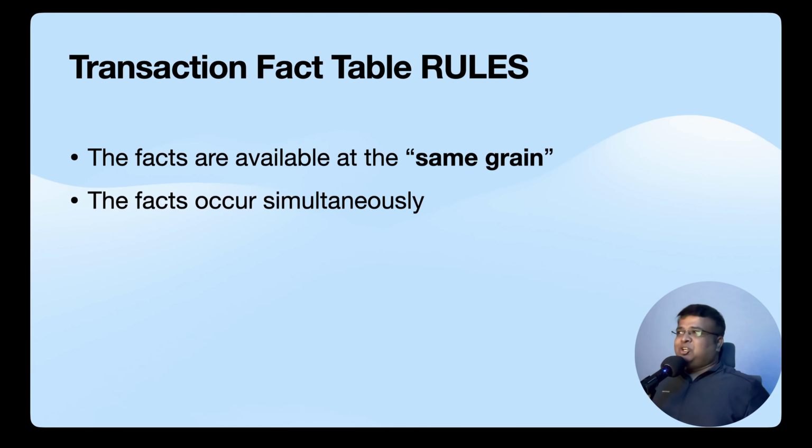Well, in general, two or more facts can live in the same fact table only if both of these rules are true. That is, the facts are available at the same grain, meaning the same level of detail, and the facts occur simultaneously, meaning they are part of the same business event or process. Now let us make this much more practical with some examples.